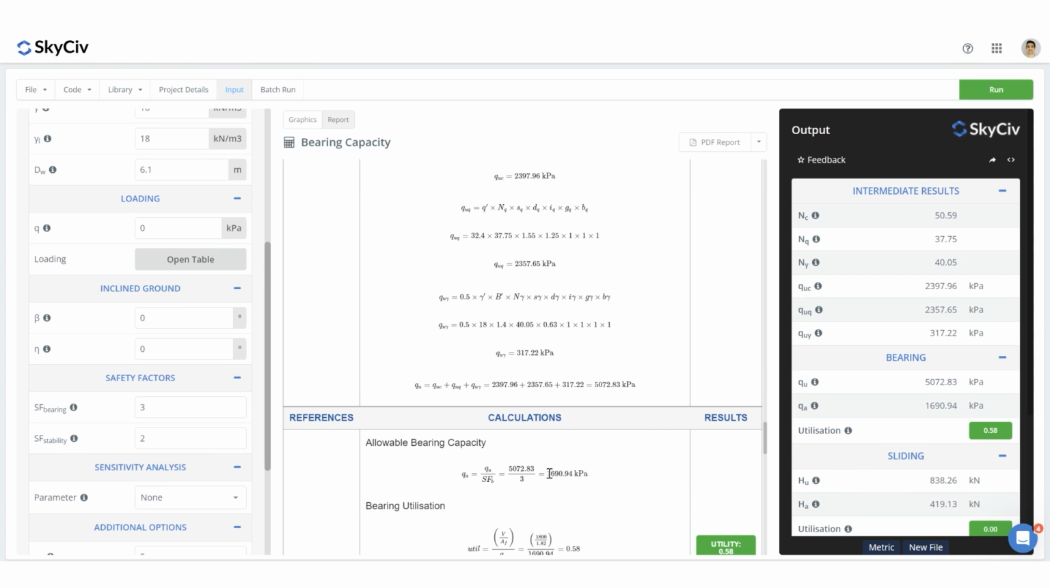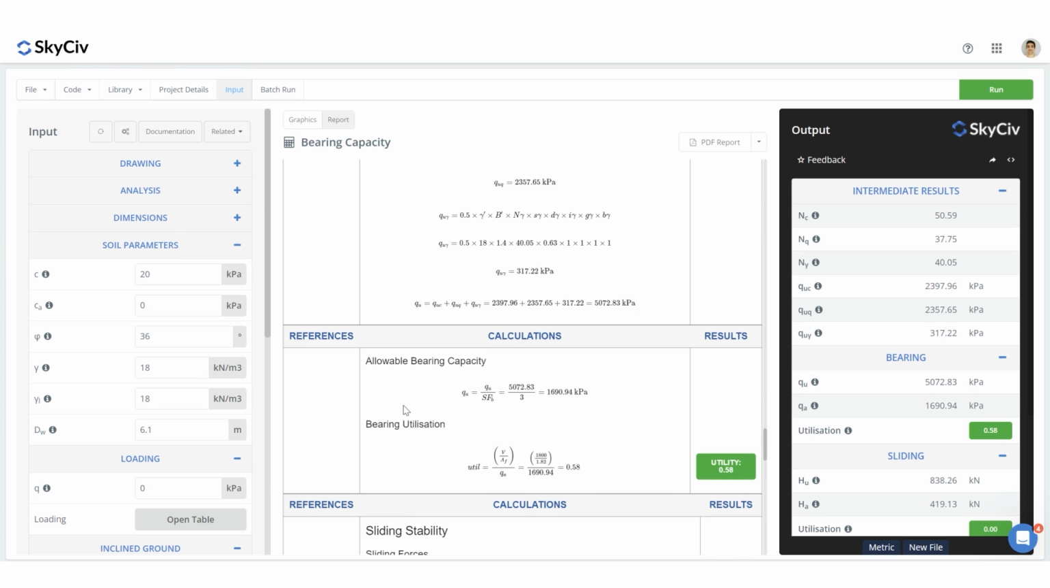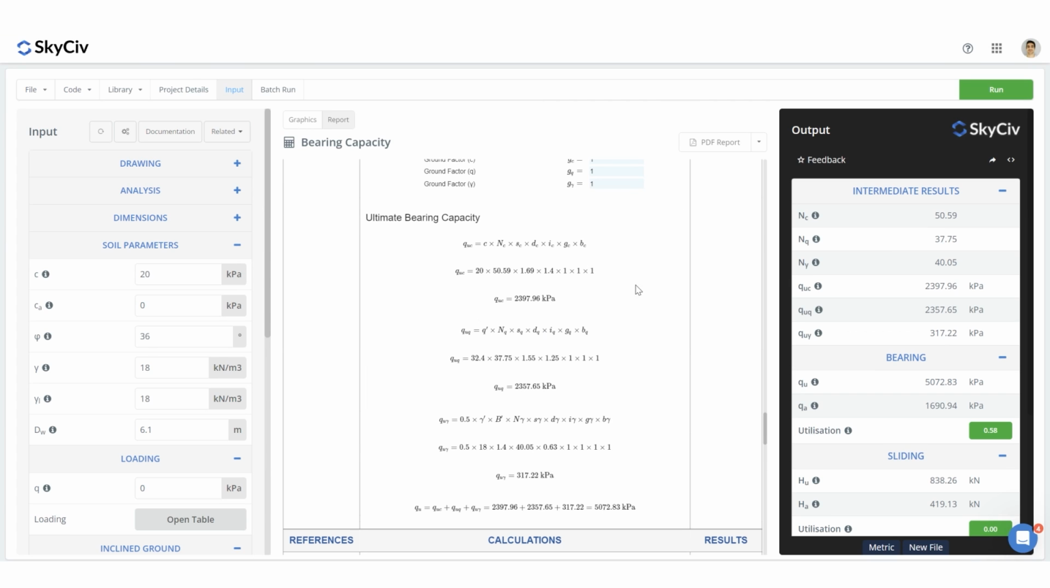So we can see we're getting the same result as Bell's textbook for this design example, and we can see how easy it was to input all these values, run this result, and get a very comprehensive design report. So thank you for watching this video. I hope this helps you to learn about how to calculate bearing capacity when dealing with eccentricity.